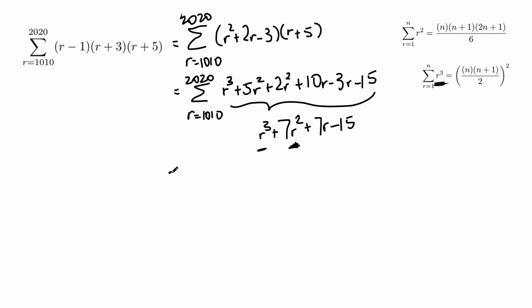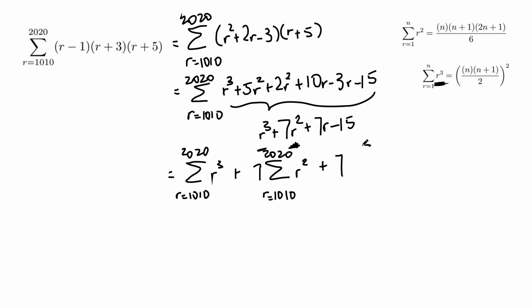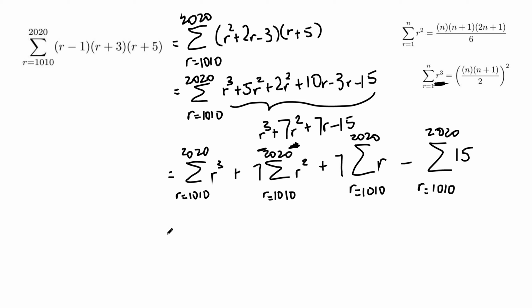So we can split it into the summation from 1010 to 2020 of r cubed, plus 7 times the summation from 1010 to 2020 of r squared, plus 7 times the summation from 1010 to 2020 of r, minus 15. Okay, so let's approach each of these individually.